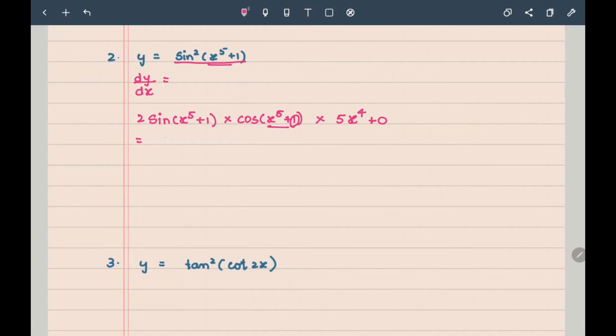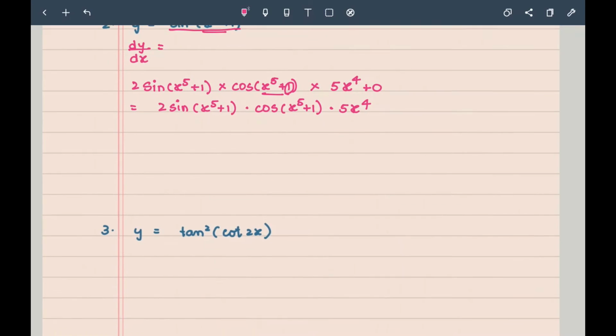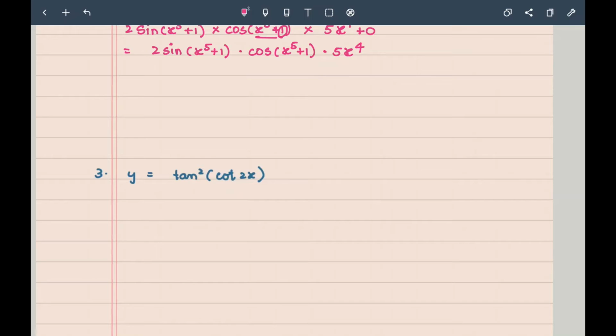So the answer we will get is 2 into sin x power 5 plus 1 into cos x power 5 plus 1 into 5x power 4. So this is the simplest form. If you want to simplify it more, you can do it, but this thing is enough. Let's solve another example. The function is y is equals to tan square of cot 2x.